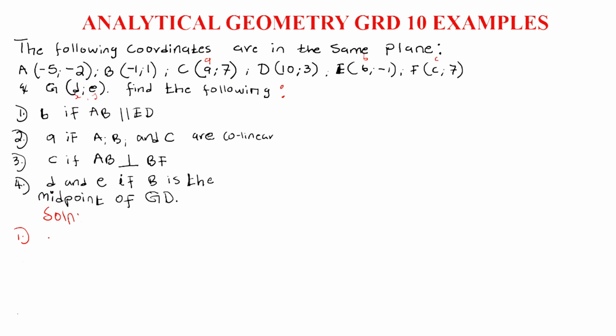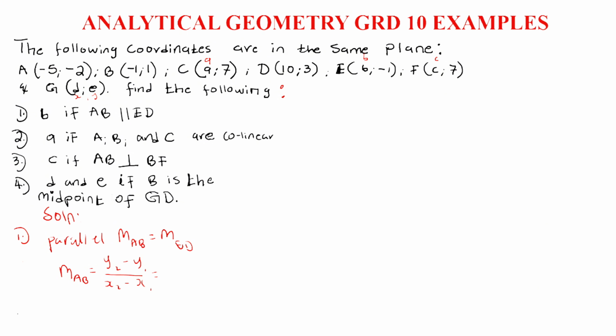Every time we hear parallel, we start thinking of gradient. What does parallel mean? Parallel means the gradient of AB is equal to the gradient of ED. Okay. All right, so let's see A and B. We've got both coordinates, so let's go ahead and look for the gradient of AB. Gradient of AB is going to be y2 minus y1 all over x2 minus x1. Yes, you've got this formula, guys, on your formula sheet.